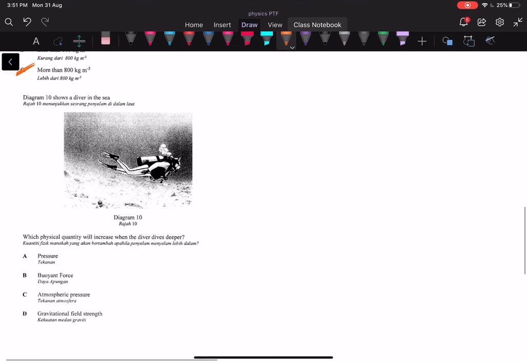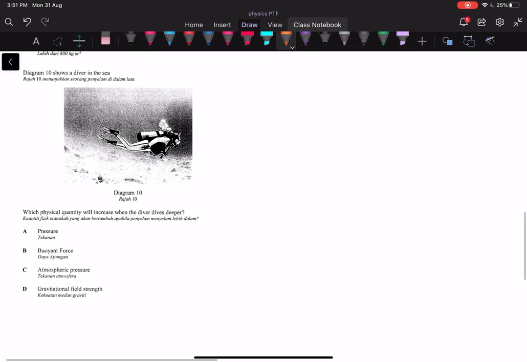Okay, soalan terakhir. Diagram menunjukkan seorang penyelam di dalam laut. Which physical quantity will increase when the diver dives deeper? Okay, soalan ni very direct. We know as deeper you go, kedalaman bertambah, tekanan akan bertambah. Maka jawapan dia adalah pressure. Done. I will see you on the next video on tekanan pada gas. Terima kasih kelas.